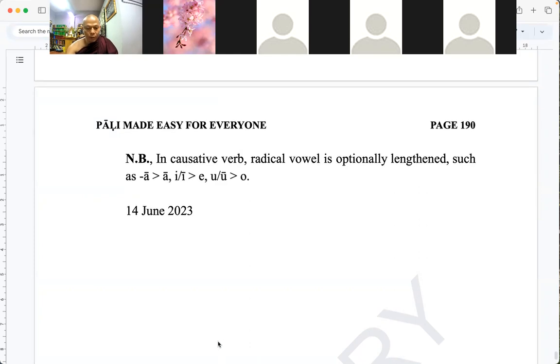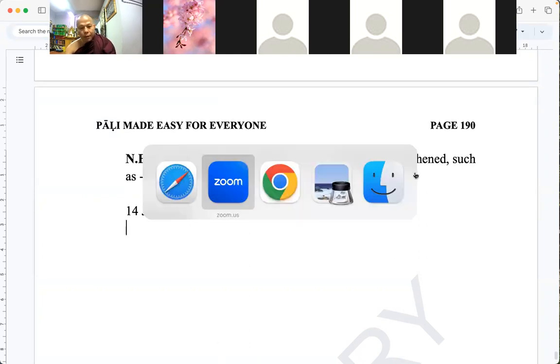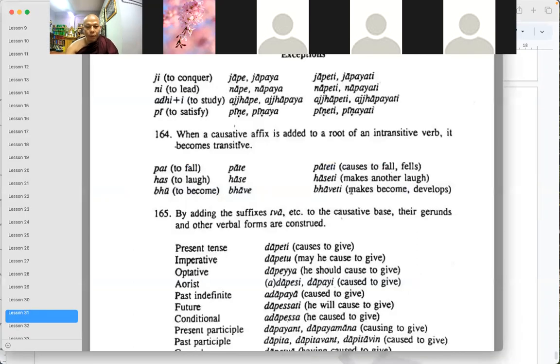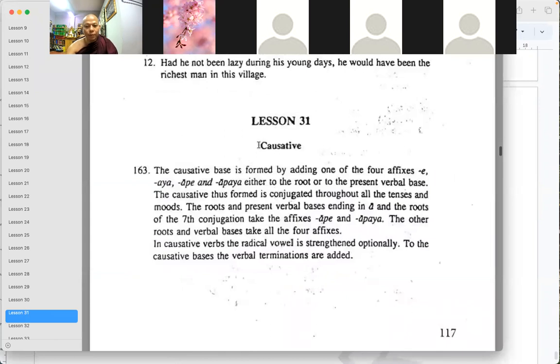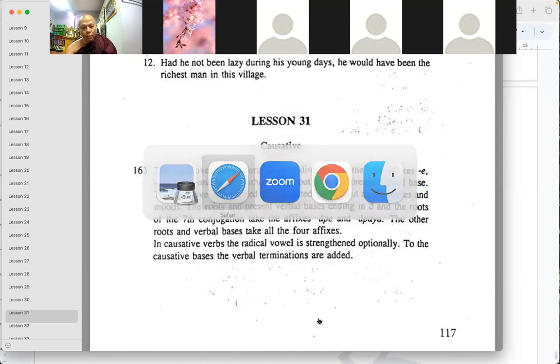So we are learning lesson 31. Lesson 31 is about the causative verb in Pali. Paragraph number 163, which we learned last time: a causative base or causative verb is formed by adding one of the four affixes, which are the same as suffixes, e, aya, apei, apaya, either to the root or to the present verb base. That information we have already heard.